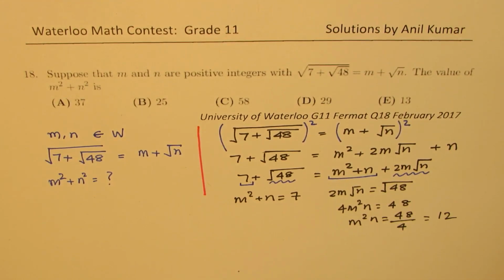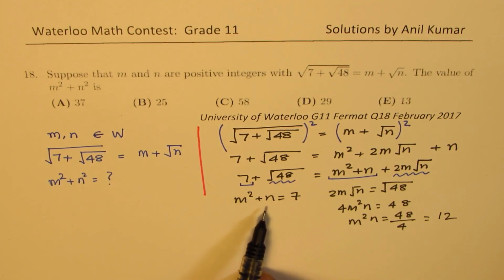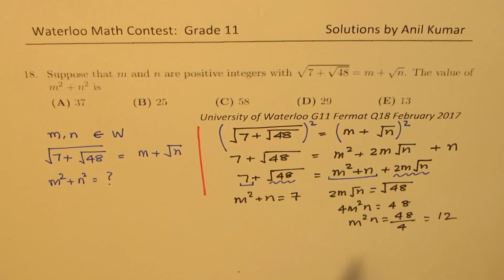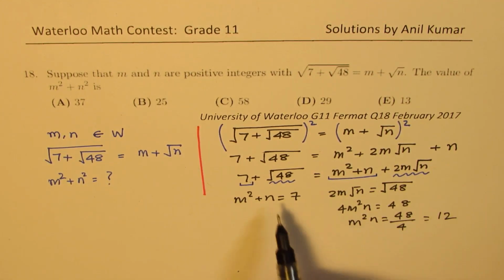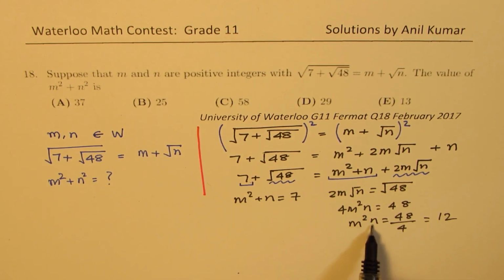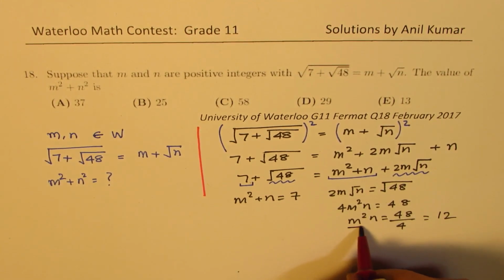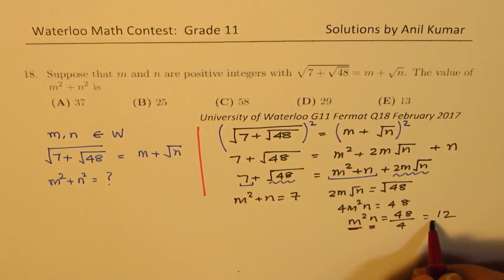So we get the value of m square n. We need to figure out what is m square plus n square, correct? Now how do we find the answer? Well, it's not very difficult now. So we could always say that from these two conditions, we have a square and a number. When you multiply that, you get 12. So does it make some sense, ring some bell? M square times n is 12.